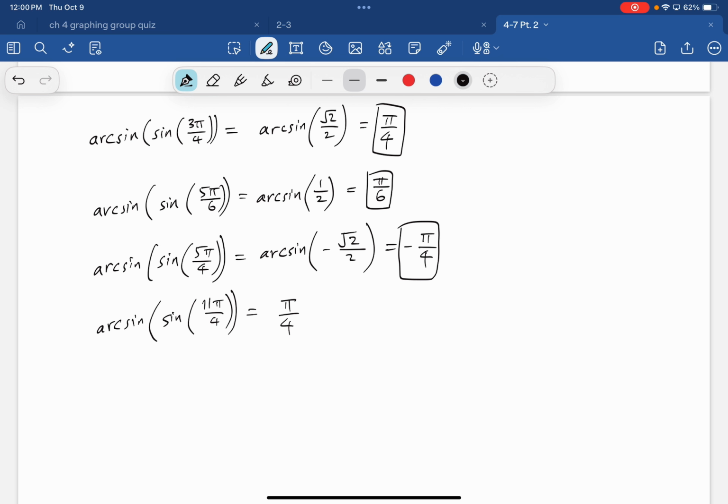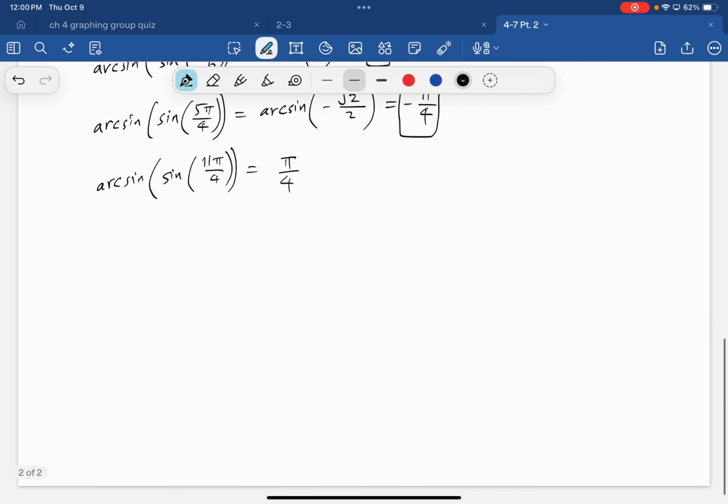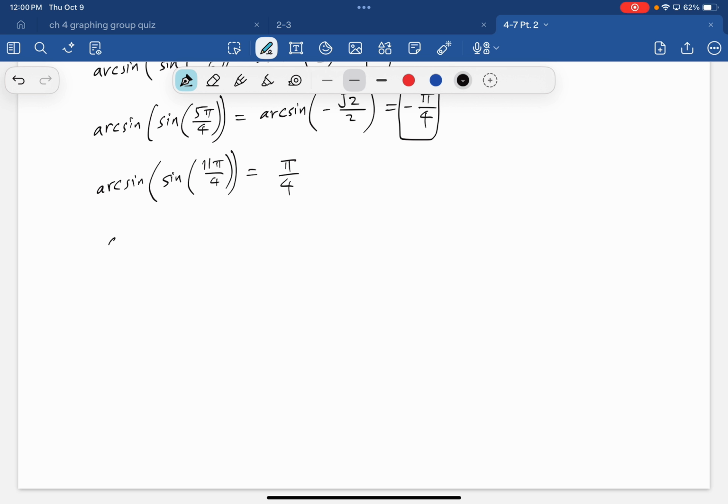Okay, let's do some examples with cosine, since this seems to be fine. Let's do arc cosine of cosine of 7 pi over 6. Negative root 3 over 2. Oh, sorry, cosine is that, yes.